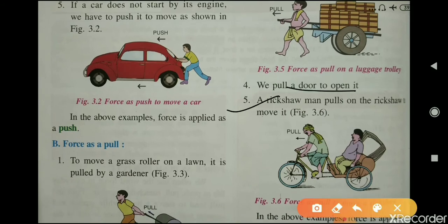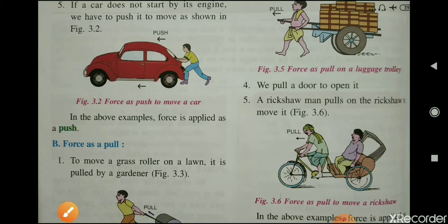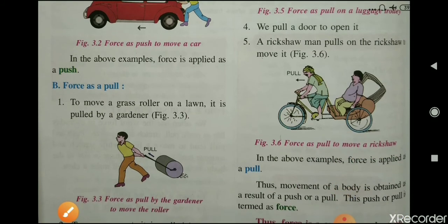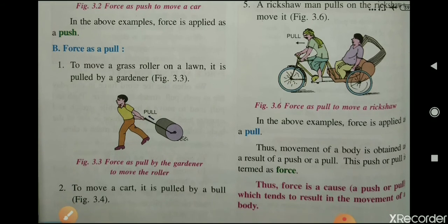Now fifth one is a rickshaw man pulls on the rickshaw to move it. He is pulling. This rickshaw man is pulling this rickshaw. So here the force is as a pull. So in all the above examples, force is applied as a pull.